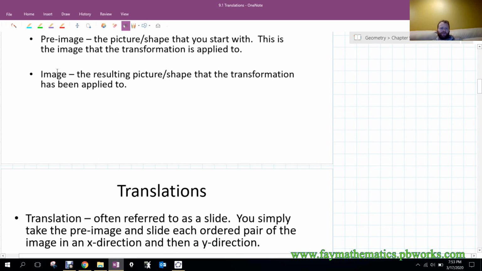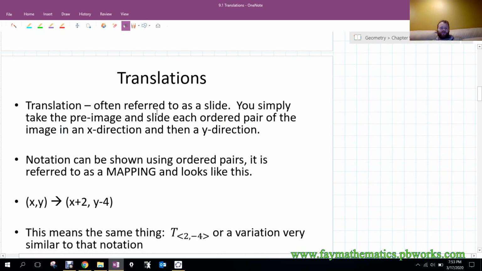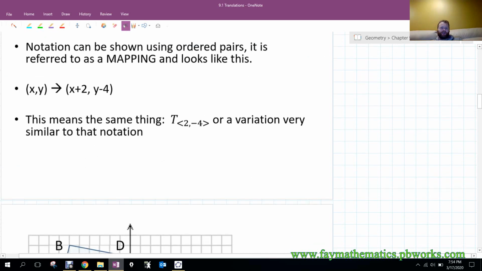Just some language here. The pre-image is the picture that I started with, before I did anything to it, before I did any movement. The picture that I get when I'm done is called the image. Translation is often referred to as a slide. You simply take the pre-image and slide each ordered pair of the image in an X direction, then a Y direction. The notation can be shown using ordered pairs, referred to as a mapping, and looks like this. Say your X value of your pre.